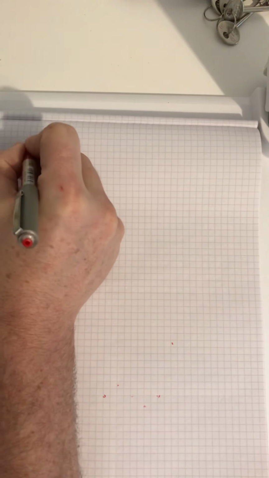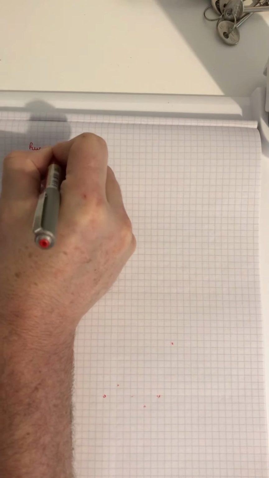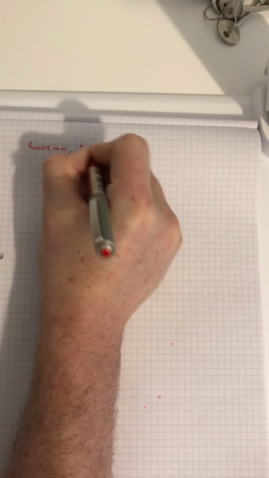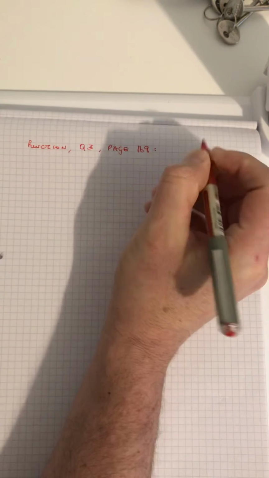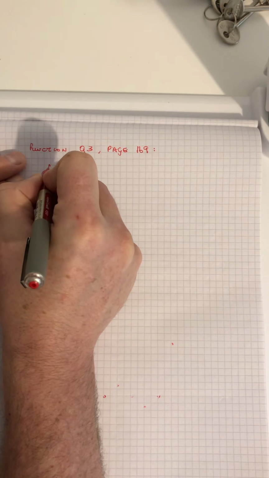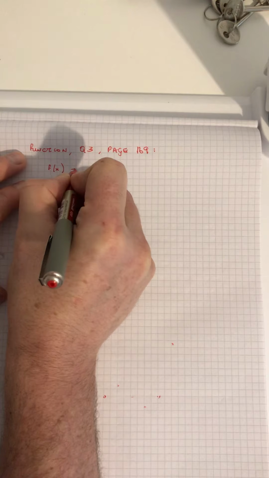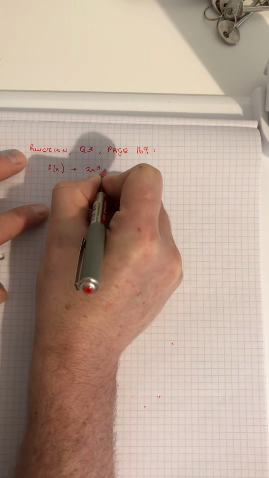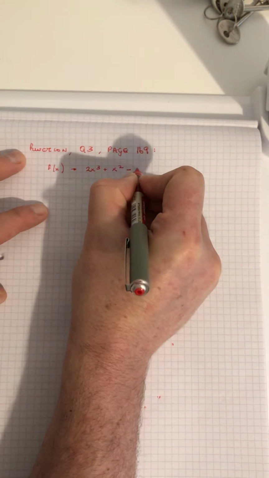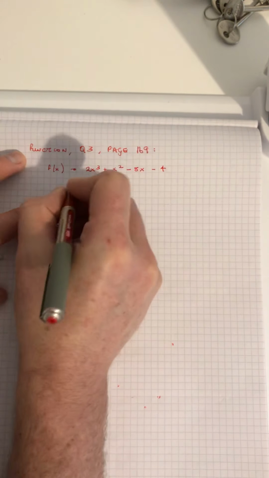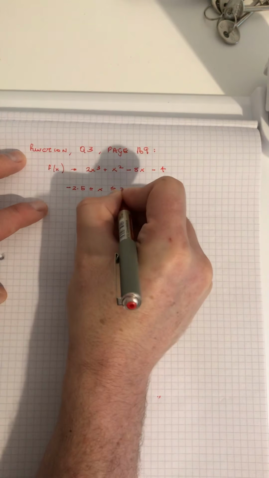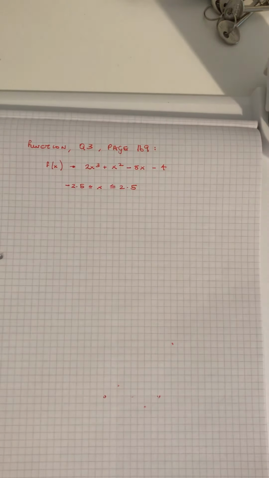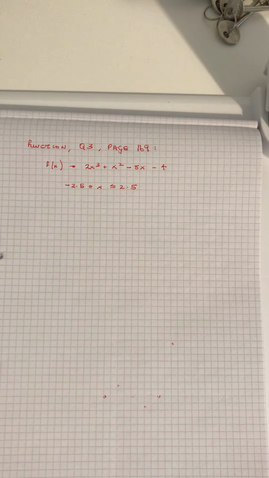So here's the function, question 3, page 169, and it's f of x is 2x cubed plus x squared minus 8x minus 4 in the domain minus 2.5 to 2.5. Okay, so this one has decimals for you, which might make it a little bit more tricky.